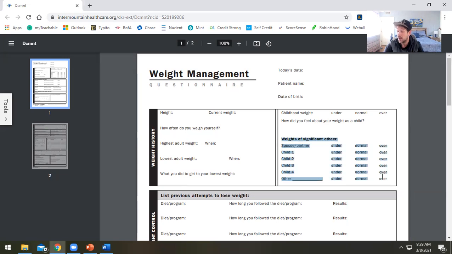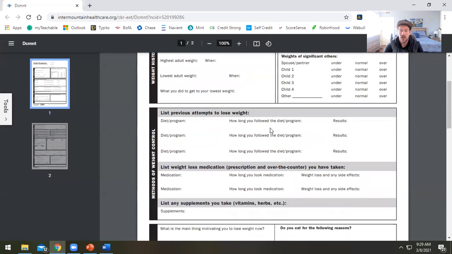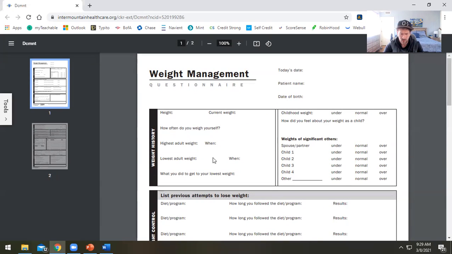What about their significant others? Their spouse, are they overweight? Your children, are they considered overweight? This can also be really helpful because again, we're going to learn a little bit about our drugs and biology. There was one other question up here about their behavior in this first section. My brain is broken. Oh, how often do they weigh themselves? That's right. I want to know about that.